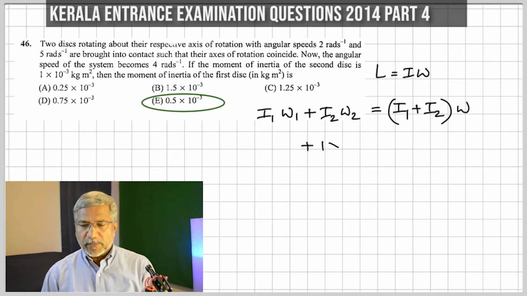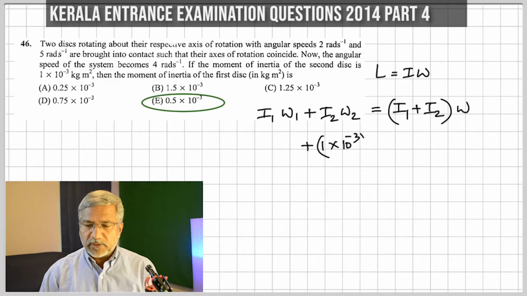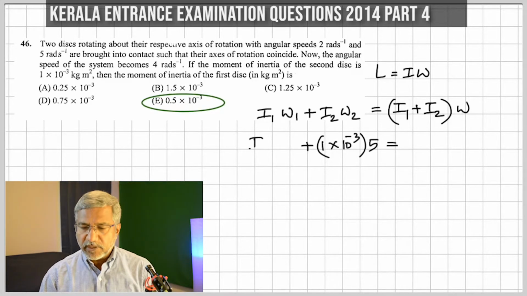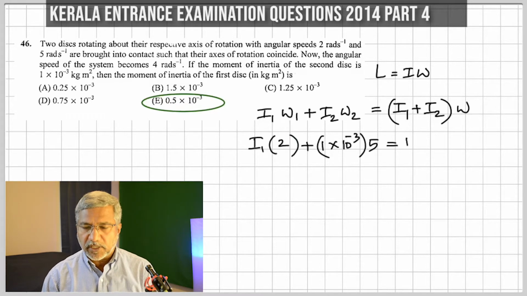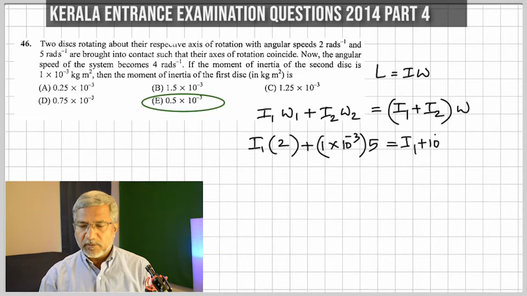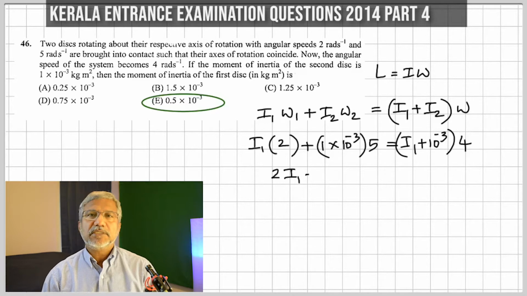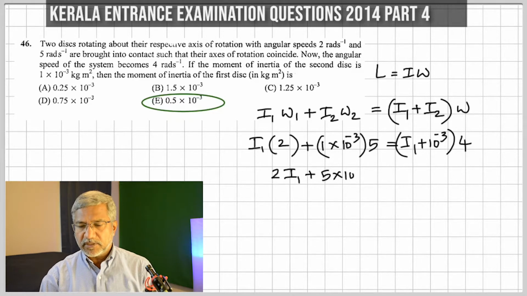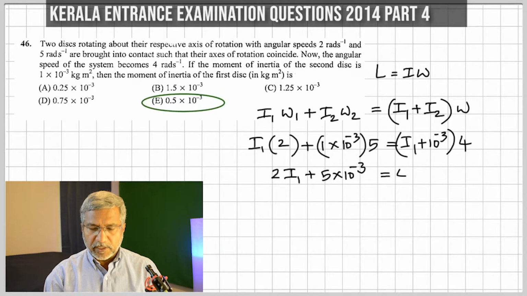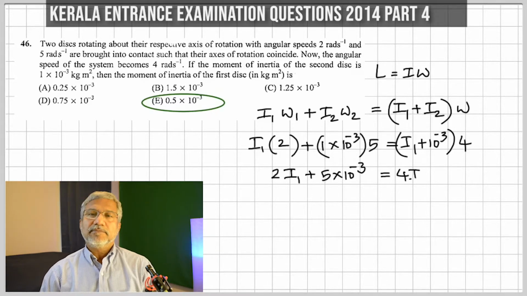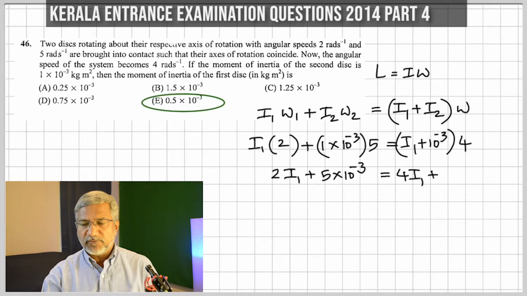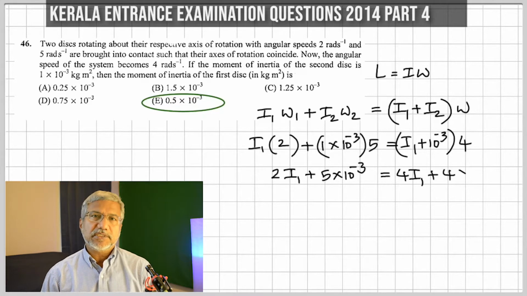So from this, for the second one, we know I is 1 times 10 to the negative 3, times 5. For the first one, we do not know I1. That's what we're trying to find. Omega 1 is 2. And then when you add both, you would get I1 plus 10 to the negative 3, times omega, which is 4. So now solve this to find I1. That first term is 2I1, and then 5 times 10 to the negative 3. When you distribute these, you get 4I1 plus 4 times 10 to the negative 3.